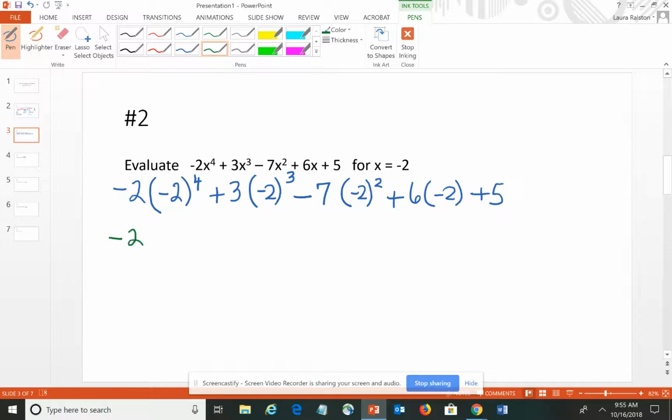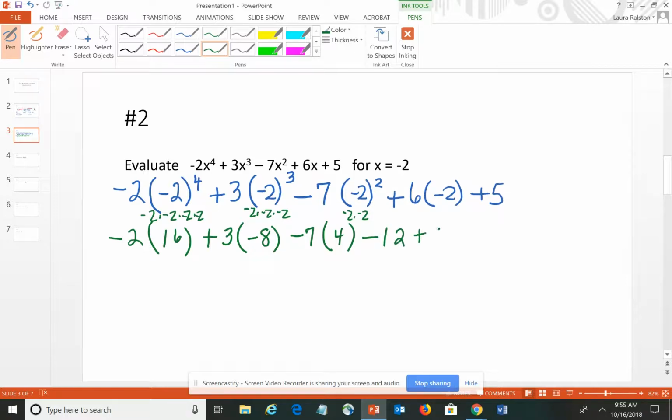So we'd have negative 2 times negative 2 to the 4th, which would be negative 2 times negative 2 times negative 2 times negative 2 would be positive 16, plus 3 times negative 2 to the 3rd, negative 2 times negative 2 times negative 2 would be negative 8, minus 7 times negative 2 squared. Negative 2 times negative 2 is positive 4. Plus 6 times negative 2 would be minus 12 plus 5.